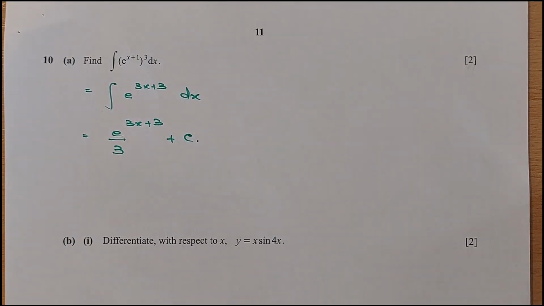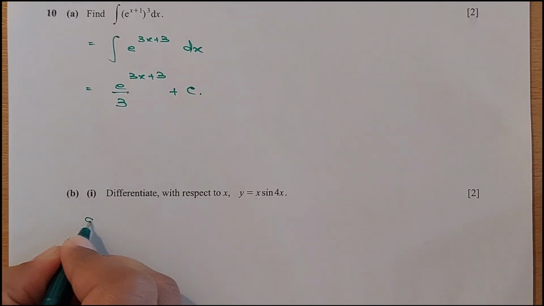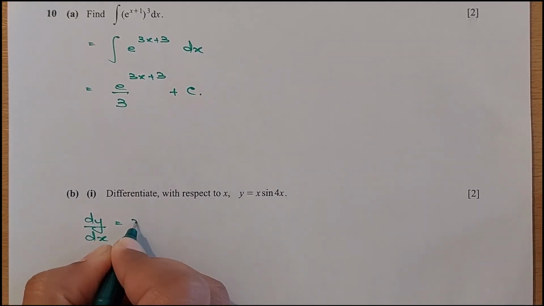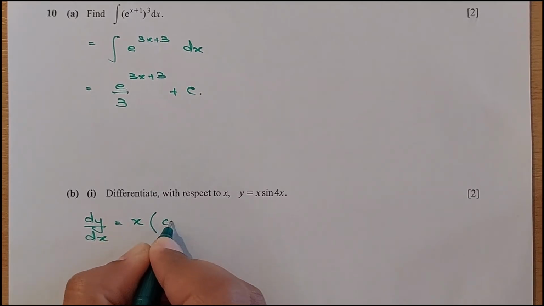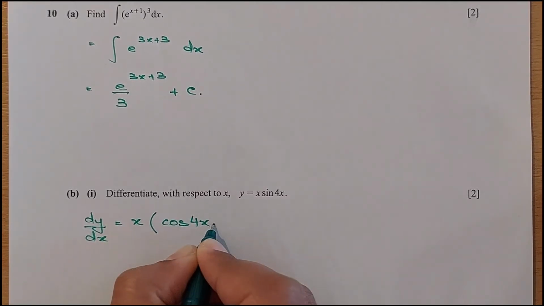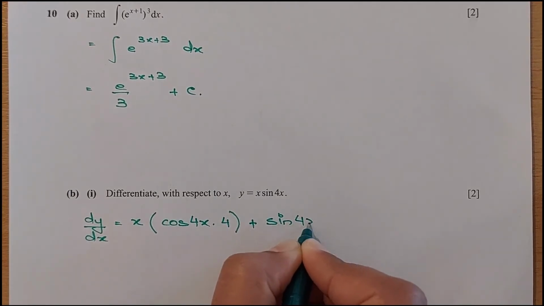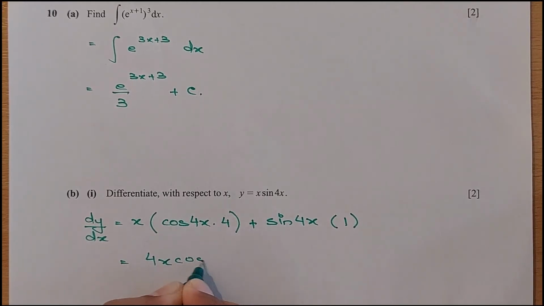Now for the b part, in 1, differentiate with respect to x, y equals x sine 4x. Okay, derivative. So dy over dx is equal to, we need to use the product rule here. So first term as it is, the derivative of the second term, the derivative of sine is cos 4x, and the derivative of 4x is 4, plus second term as it is, sine 4x as it is, derivative of x is 1. So we have 4x cos 4x plus sine 4x, right?